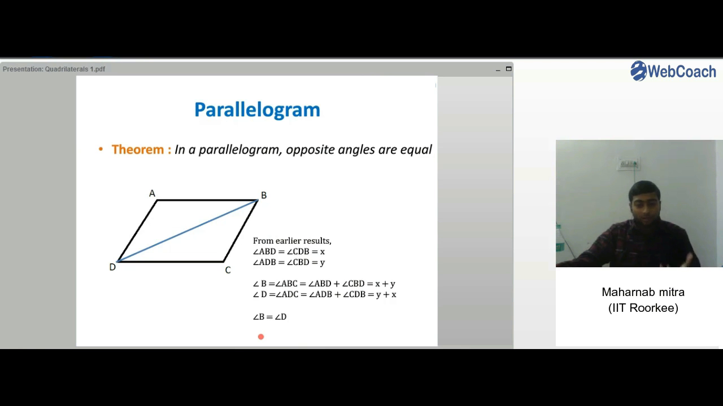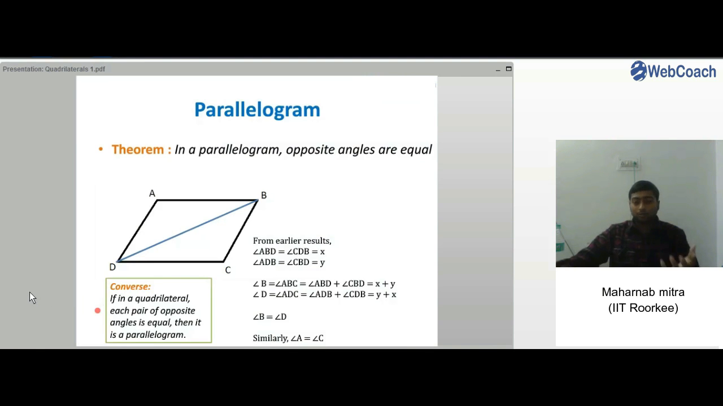And similarly we can get angle A equals angle C, right? By drawing a diagonal AC. We remove diagonal BD and draw diagonal AC, and again the two triangles along the diagonal AC will be congruent to each other, and from there we can get angle A is equal to angle C, right? And therefore we have got that opposite angles of a parallelogram are always equal.